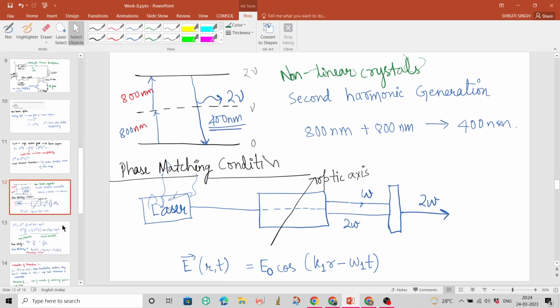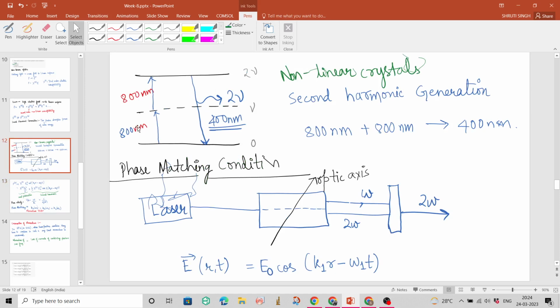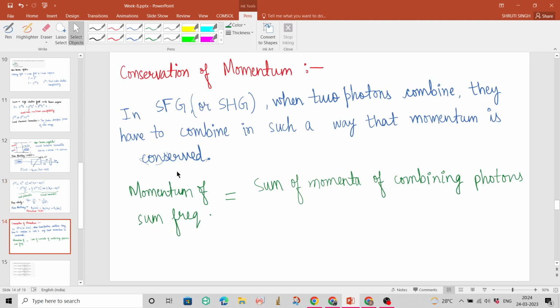Now for this, we came to the conclusion that since the energy is conserved, nu plus nu is giving 2 nu, but for the phase matching condition, for this process to happen, the momentum should also be conserved. So the momentum of the resulting photon, this is the K3 momentum vector of the resulting photon, should be equal to the sum of the momenta of the individual photons. That's what is written here, that the momentum of the sum frequency photon should be equal to the sum of momenta of the combining photons. So this is the phase matching condition. Only then this process will happen.